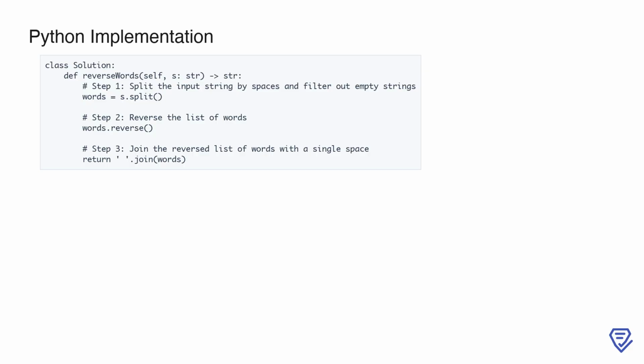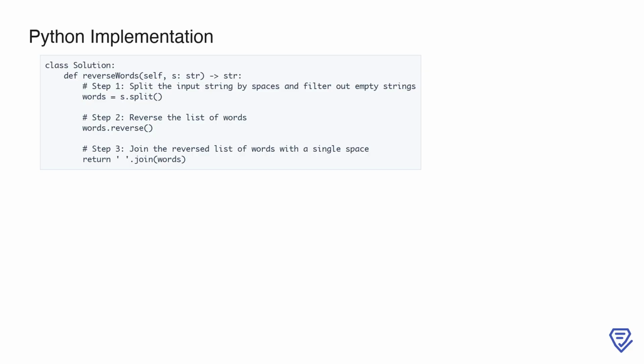2. In the first step, the input string s is split using the split function. By default, split breaks the string on whitespace and ignores extra spaces, effectively removing leading, trailing, or multiple intermediate spaces. The result is a list of words. 3. Next, the reverse method is applied to the list of words. This inverts the order of the elements in the list, effectively reversing the sequence of the words.